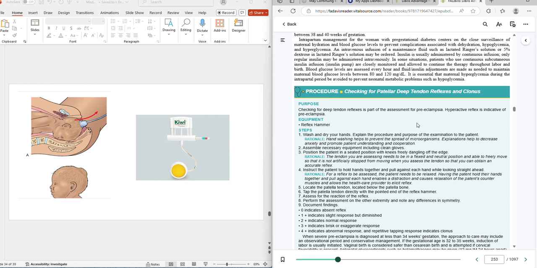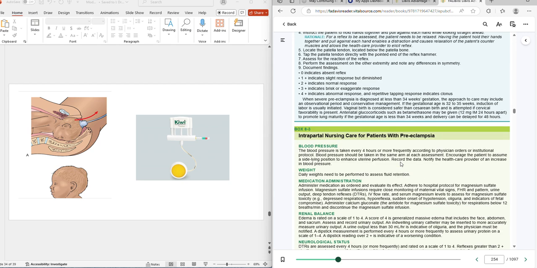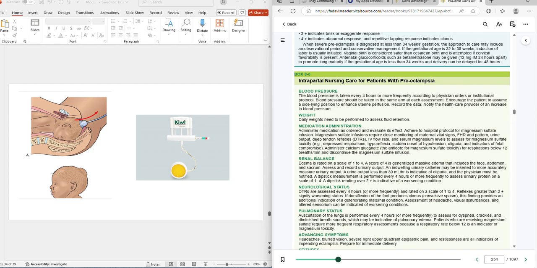Procedures to check for DTRs and clonus. This is one of the things that preeclampsia can cause. Preeclampsia is before a seizure. Eclampsia is with an active seizure. You're eclamptic. So you're not having a seizure if you're preeclamptic. We're trying to prevent you from having a seizure.